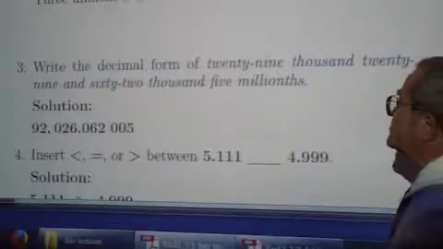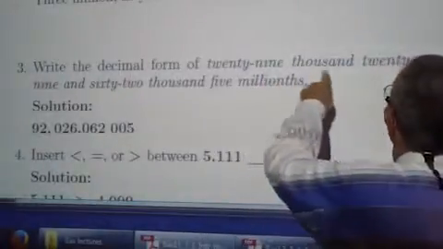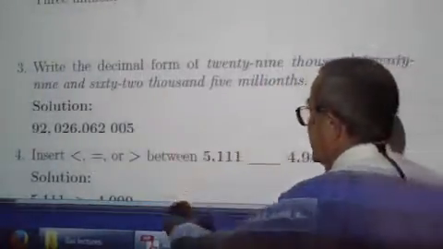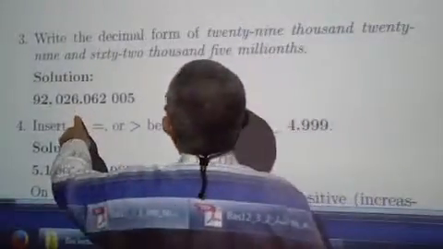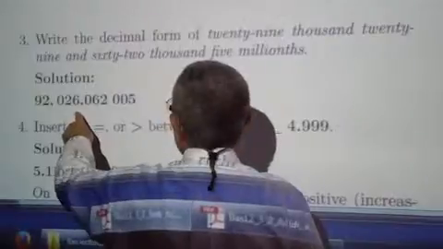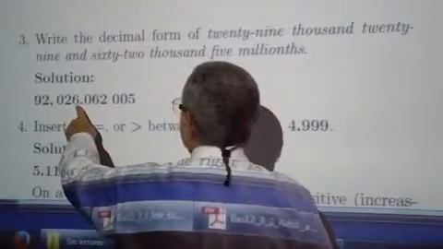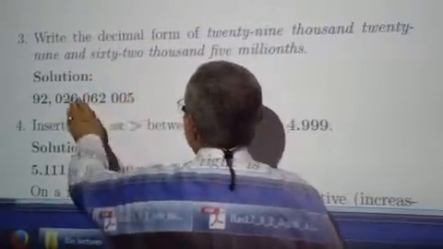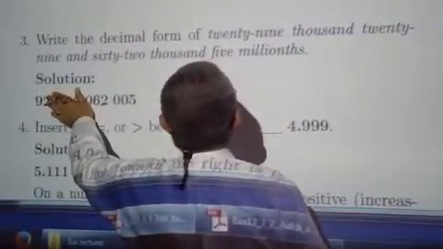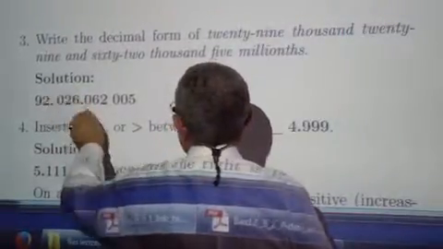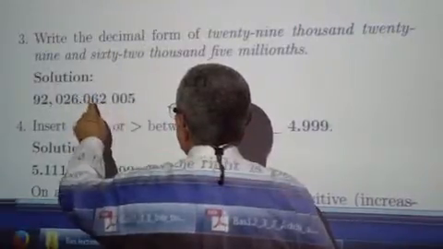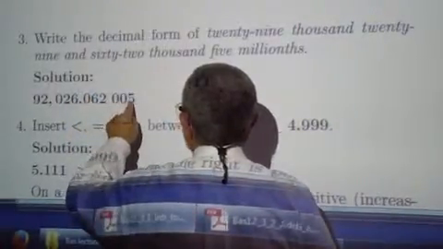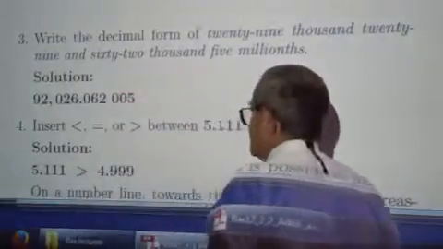Write the decimal form for 29,026. I say 29, I have 26 here. And 62,005 millions. 62,005, 10, 100,000, 10,000, 100,000, millions.